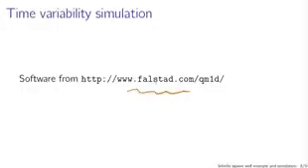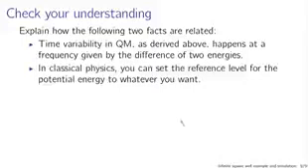So that's our simulation, and hopefully you have a better feel now for what solutions to the Schrödinger equation actually look like. To check your understanding, explain how these two facts are related. Time variability in quantum mechanics happens at frequencies given by differences of energies, whereas in classical physics, you can set the reference level for potential energy to whatever you want, sort of equivalent to saying, I'm measuring gravitational potential from ground level versus from the bottom of this well.